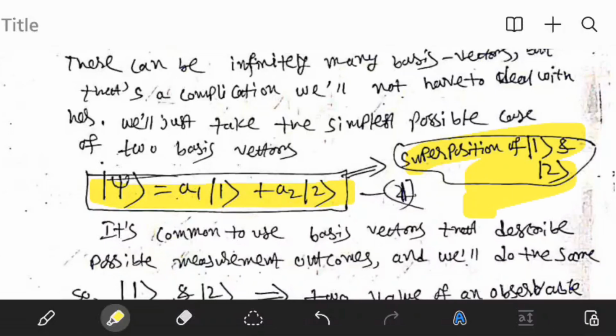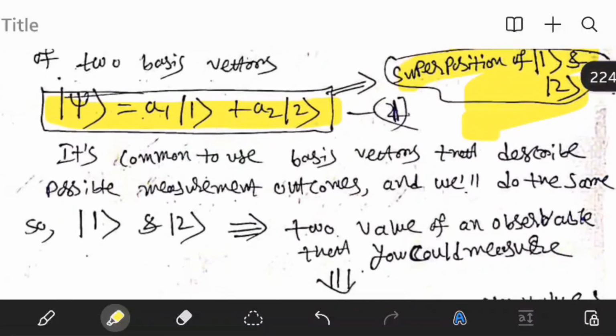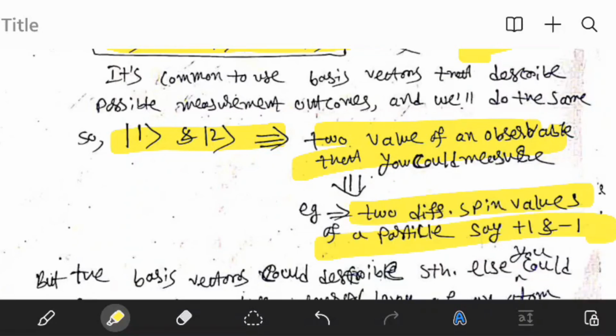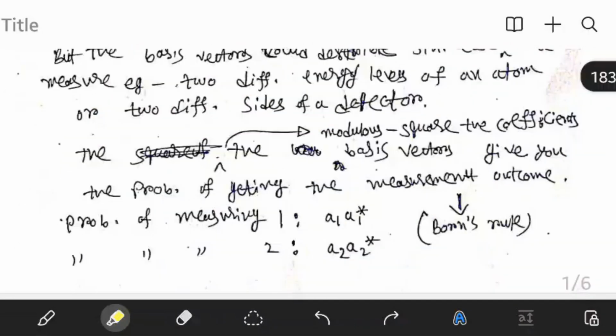So it is the superposition of |1> and |2>. Now we use two vectors to describe two different outcomes. Say we have a case where there is a particle and its spin can be +1 or -1. So there are two outcomes, so we use two vectors.